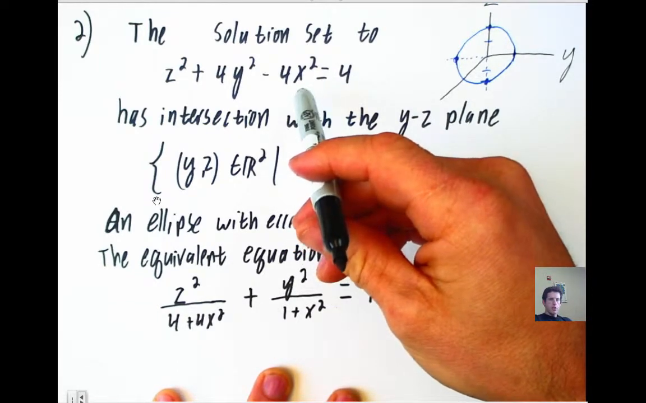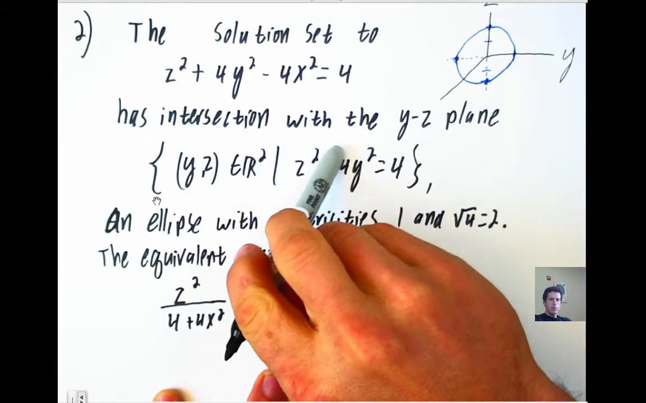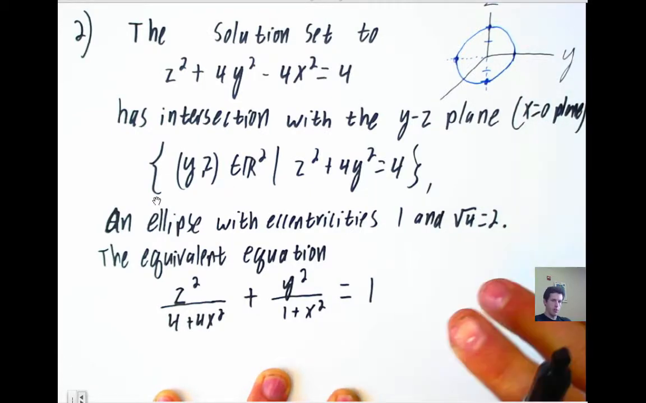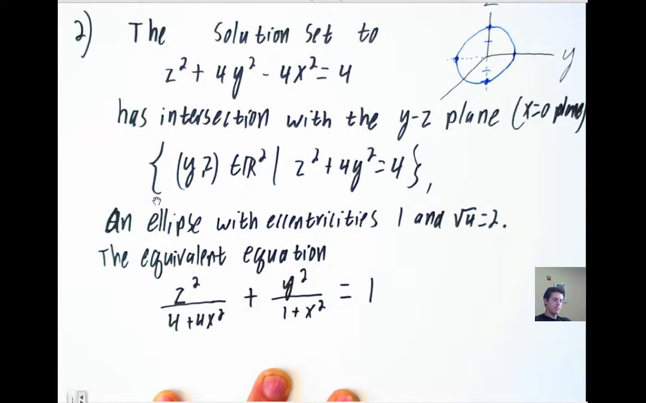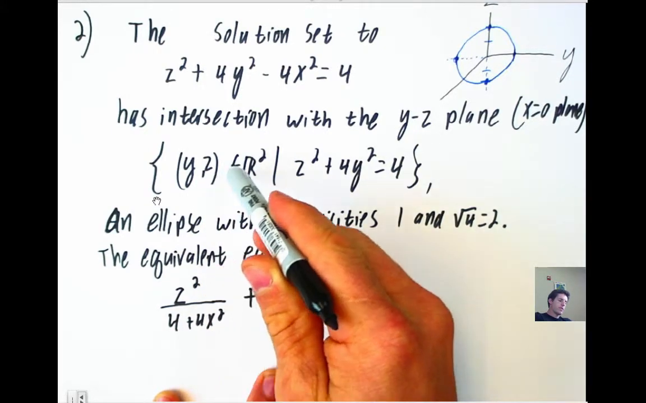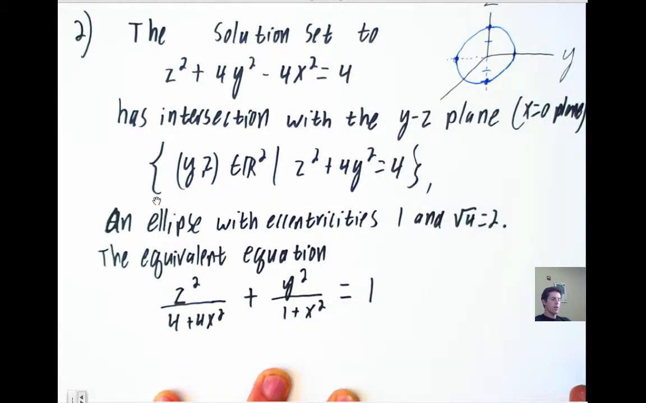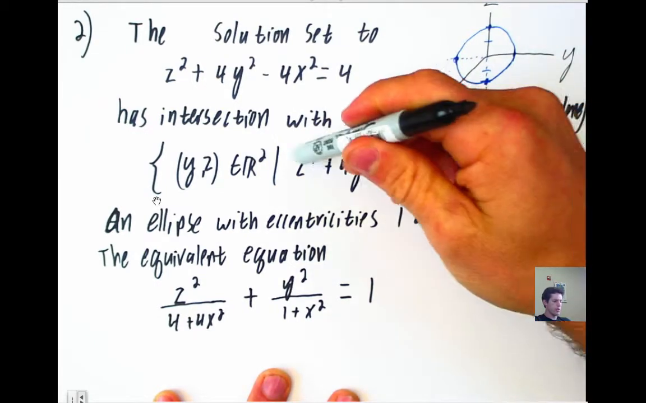So what I'm going to do first of all is say that the solution set to this thing has intersection with the YZ plane, that is the x equals 0 plane. Right, the solution set to the algebraic equation in 3 variables, x equals 0. So that would be just points in the YZ plane, the ordered pairs of numbers y, z, such that z squared plus 4y squared is equal to 4. That is, I've just removed the x squared term there.